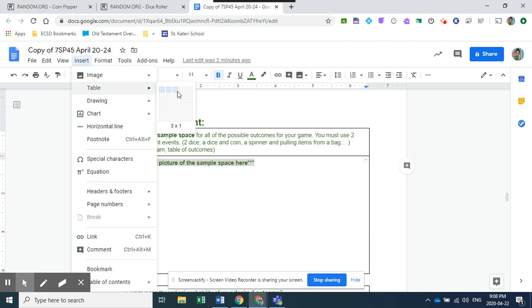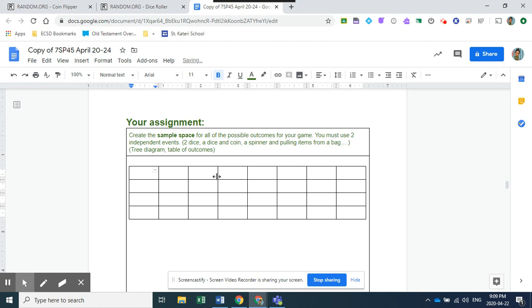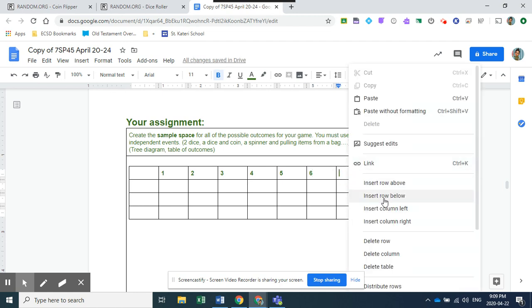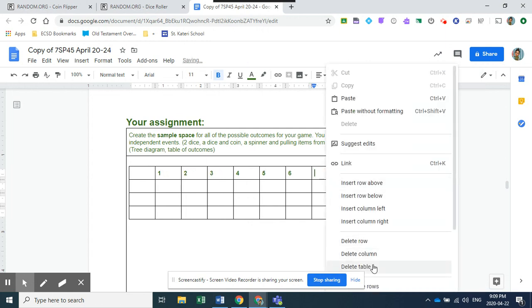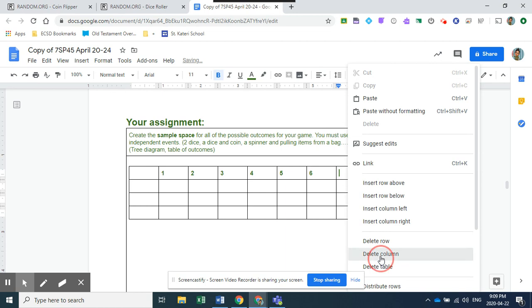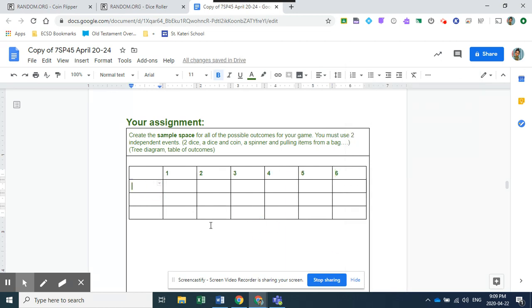My game is going to have a dice and it's going to have a coin. But I invite you guys to get as creative as you can. So anyways, I have a dice. On a dice, there is a number 1, 2, 3, 4, 5, and 6. I do not need this one. I will delete this column. And delete the column. I'm going to use a dice and a coin. So on a coin, there's two outcomes, heads or tails.